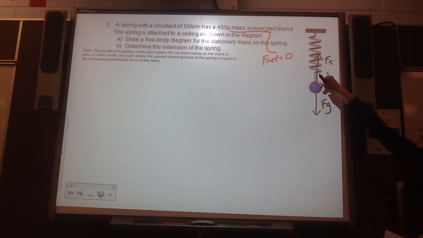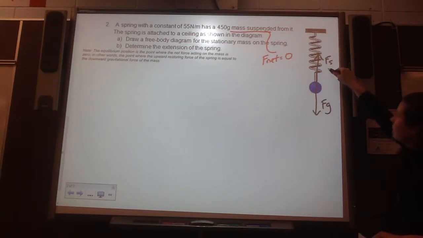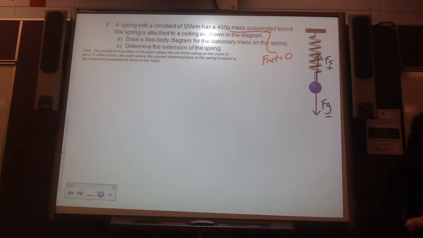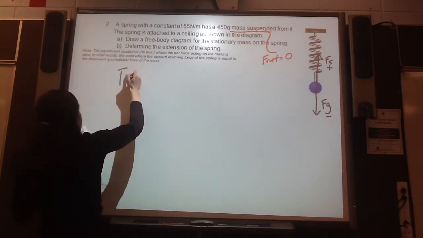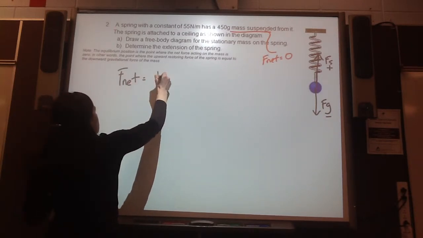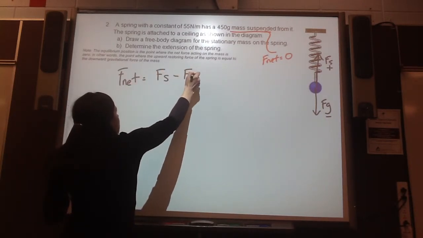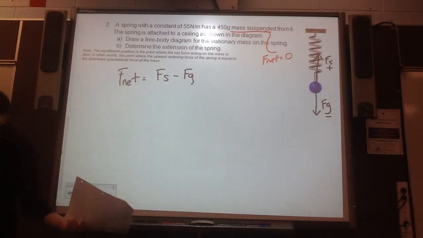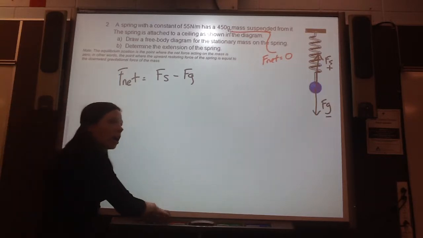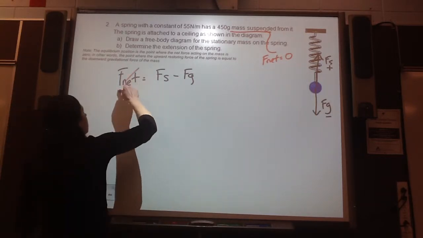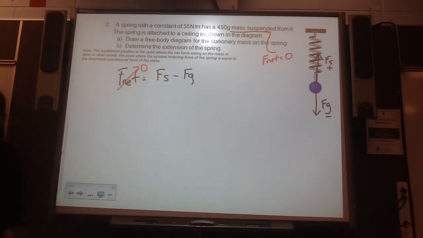Because normally, if Fs is positive and Fg is negative, we say Fnet is like Fs minus Fg. Let's write that out actually. So Fnet is equal to Fs minus Fg, or it's Fs plus negative Fg. Either one is fine. It's the same thing. Since neither are moving right now, our Fnet is set to 0.